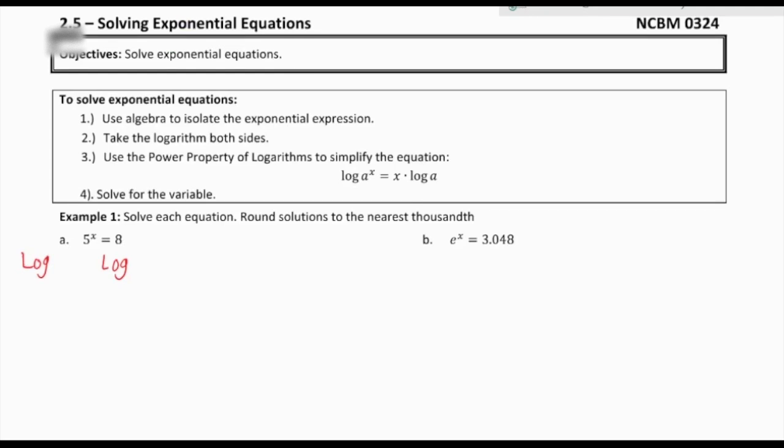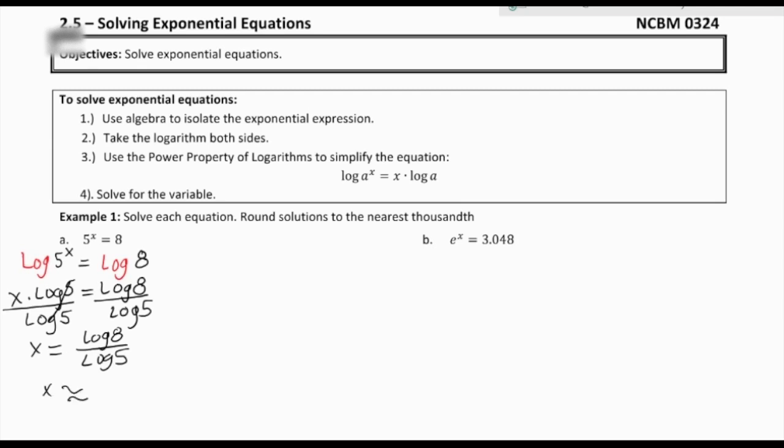So log of 5 to the x equals log of 8. And then from here, we use the power property of logs to simplify the equation. So this is going to look like this: x times log of 5 equals log of 8. From here, we need to solve for the variable. x is multiplying log of 5, so we divide both sides by log of 5. This cancels, so x equals log of 8 over log of 5.